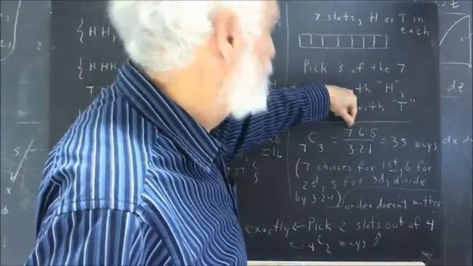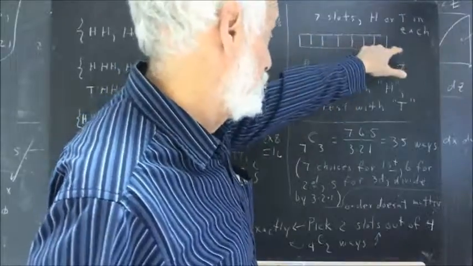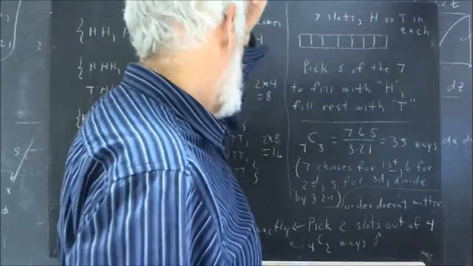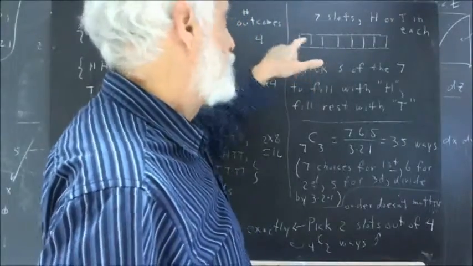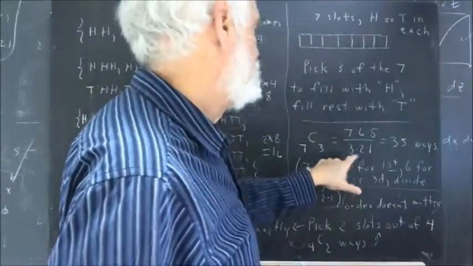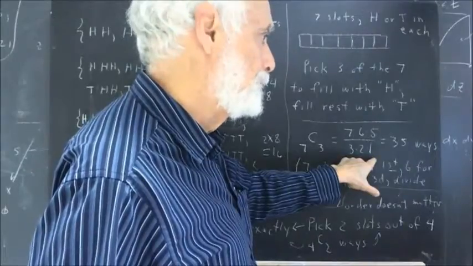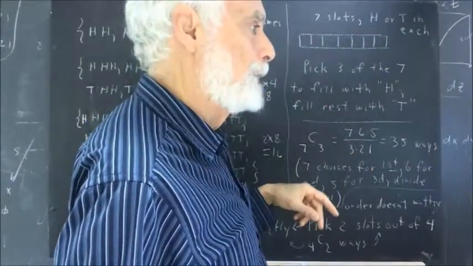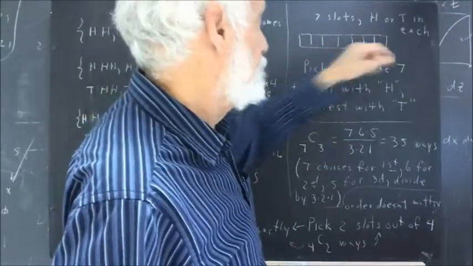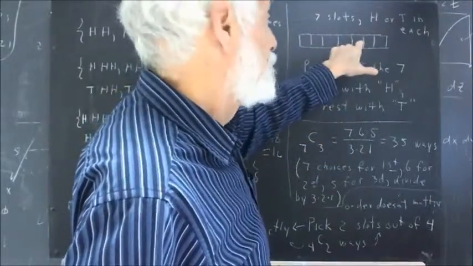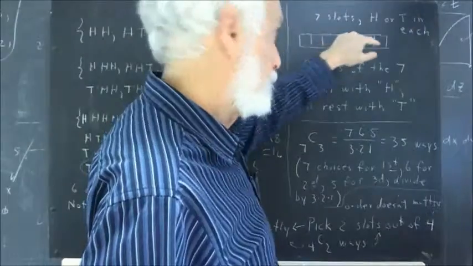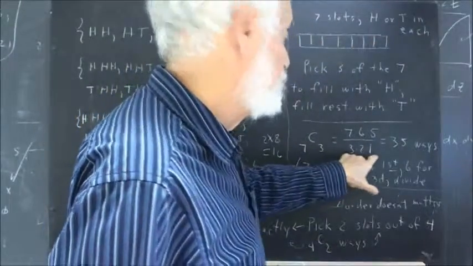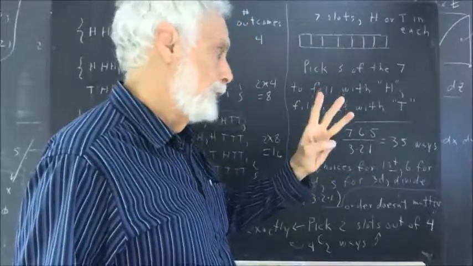7C3, we have 7 choices for the first slot to fill, then 6 for the second, and 5 for the third. That will fill the 3 slots, but it'll fill the 3 slots in 3 times 2 times 1 different possible orders, because having filled the 3 slots, we got head in 3 of these places. Just by looking at that, we don't know which slot was filled first, which was filled second, which was filled third. Could be in any order. There are 3 times 2 times 1 possible orders for the 3 slots.